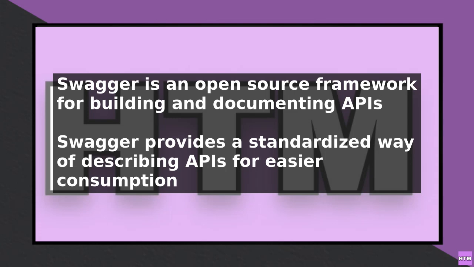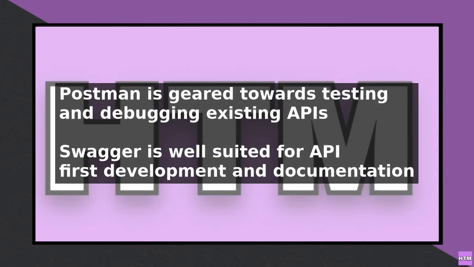In terms of choosing between Postman and Swagger, it ultimately depends on your specific use case. If you are looking for a tool to test and debug APIs, Postman may be the better choice. However, if you need to document and describe your APIs in a standardized way, Swagger is the way to go.